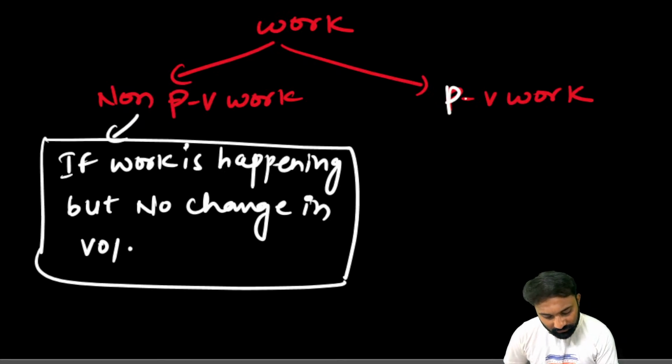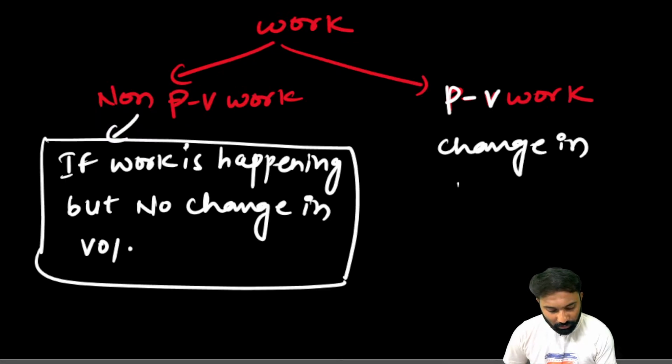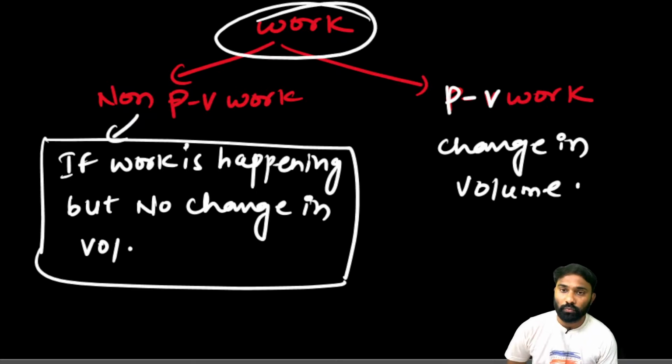Majorly we are going to see PV work. In PV work, a change in volume will happen. By seeing the change in volume, we can define the work. Clear? Now, to define the work, I was explaining on the basis of one PV curve. Now, this is the one curve I was taking.